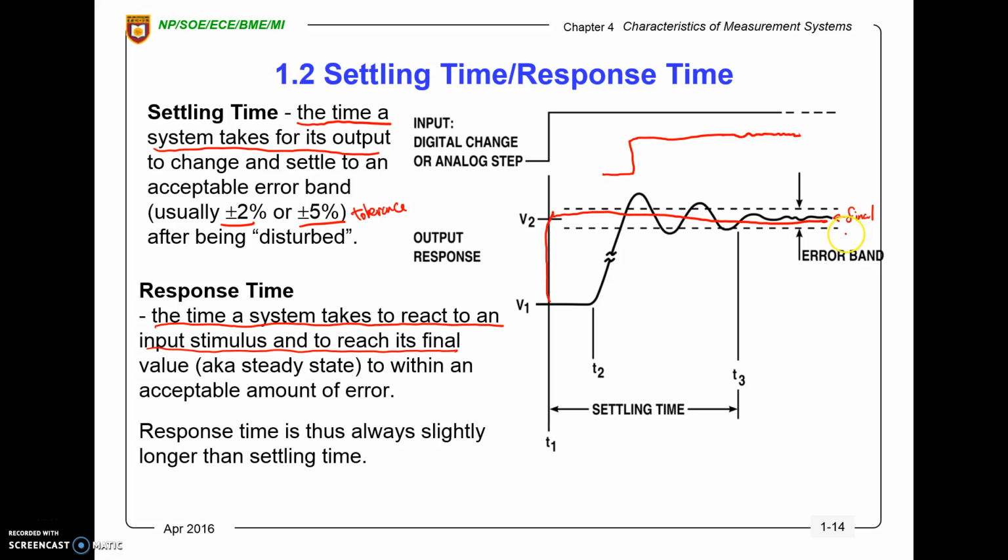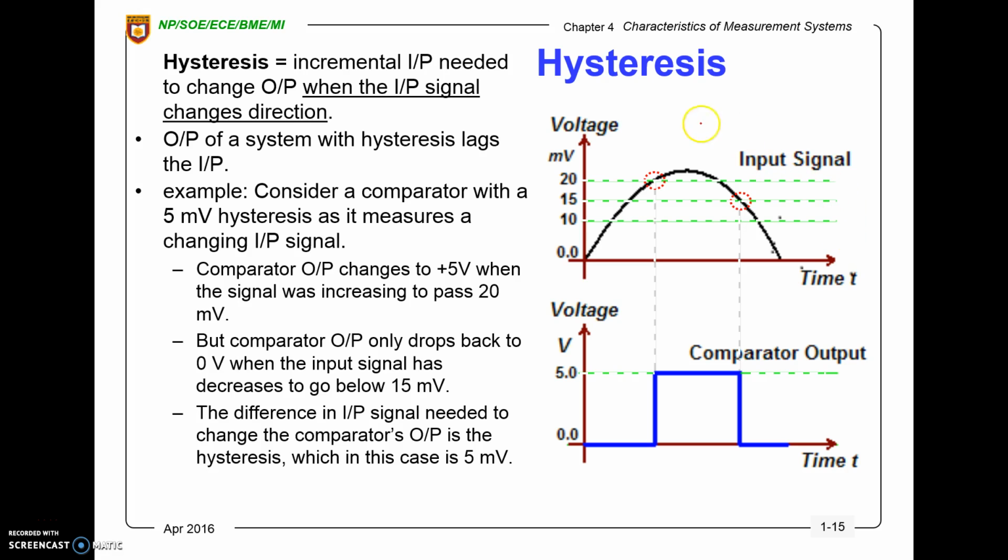With that, let's talk about hysteresis. Hysteresis is the incremental input needed to change the output when the input signal changes direction. When you have an input, the output of a system with hysteresis lags behind the input, which means when you give an input signal, you see that your output is much slower, because at time 0 is when the response started. It's only at this point in time that your output has something. So there is a bit of hysteresis.